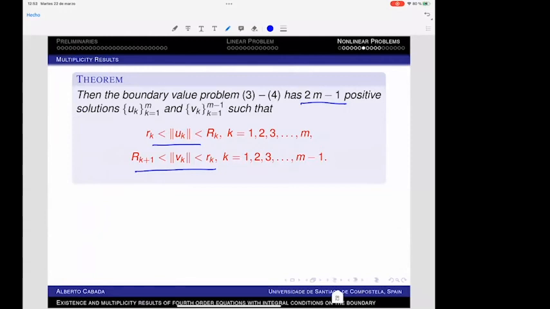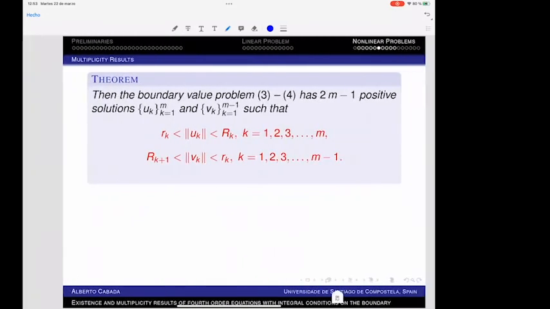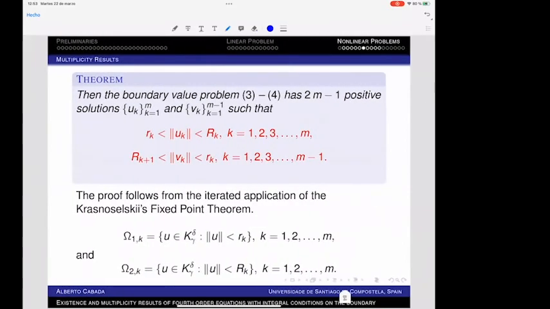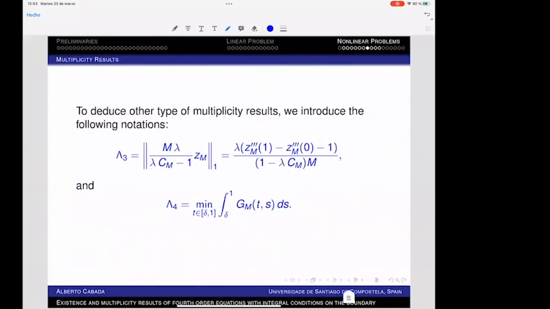If m is 1, we have one solution, and if not, we can get 3, 4, 5, etc. This is why we define these omegas in the cone, and we apply it several times. What we must use is that some parts have non-common points, to be sure that the solutions that we had in one situation are not the solutions that we had in the previous one. We must be careful with this, but it is a direct application.